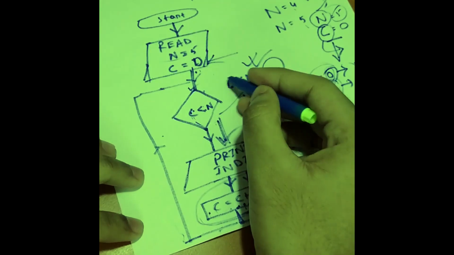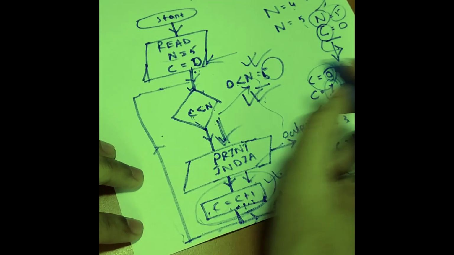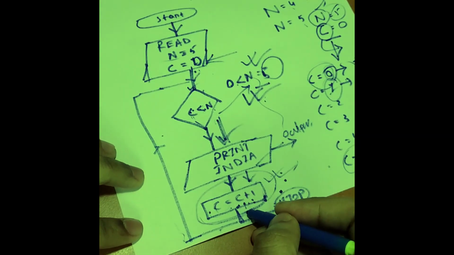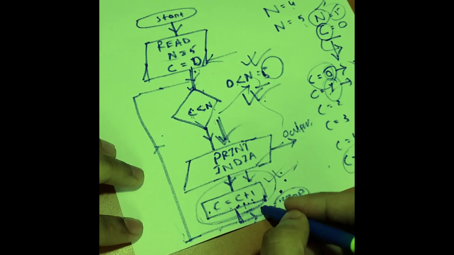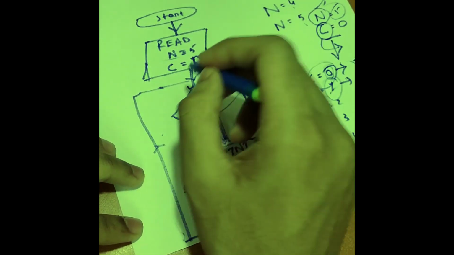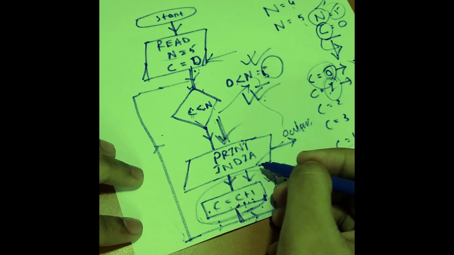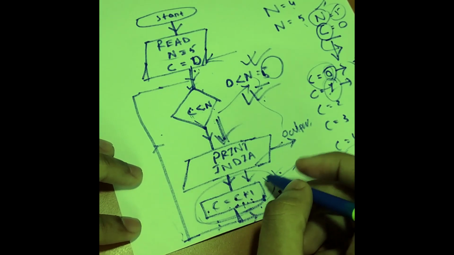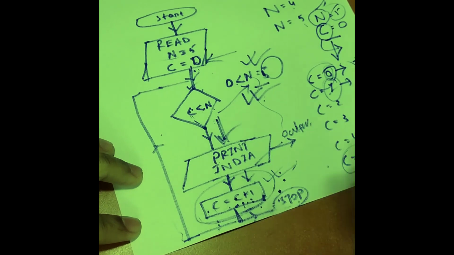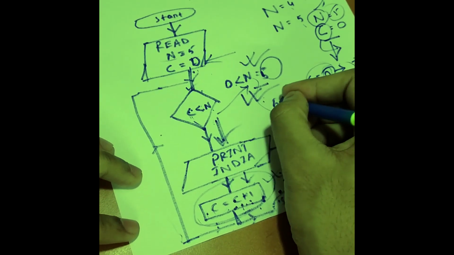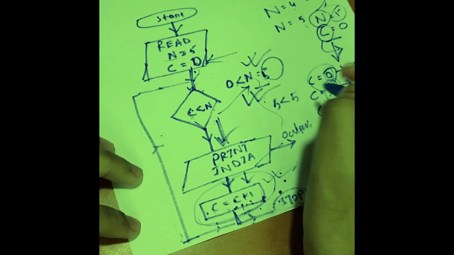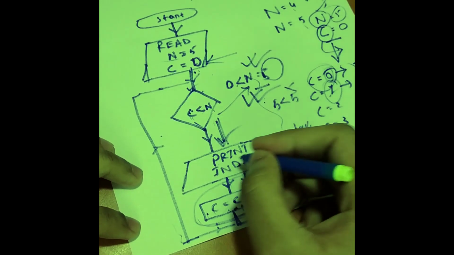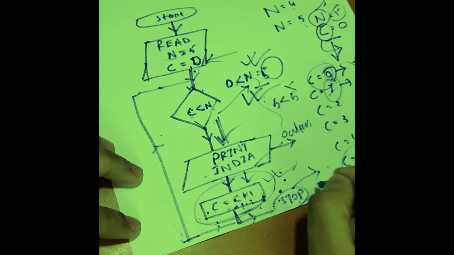Again goes up. Again checks. 3 is less than 5. Prints India. Increments. Again goes up. Increments and becomes 4. Again goes up. 4 is less than 5. Again prints India. Then 4 plus 1 equals 5. 4 increments to 5. Goes up. Is 5 less than 5? No. 5 is not less than 5. Loop breaks. Stop.